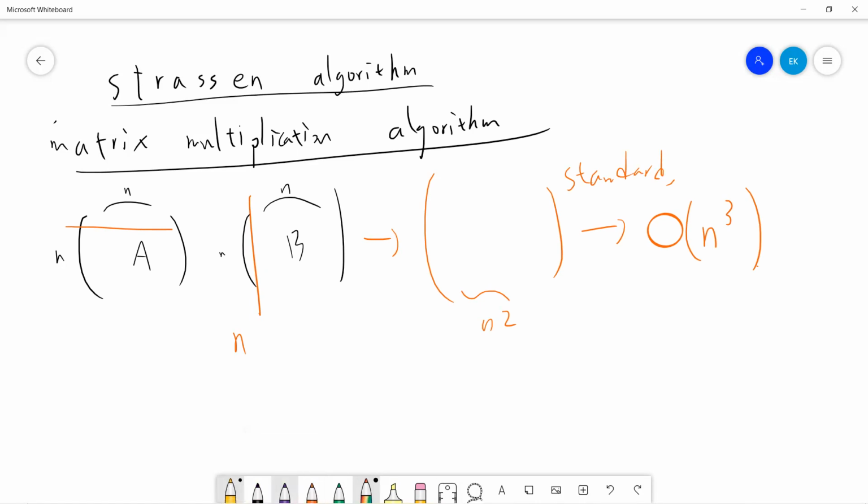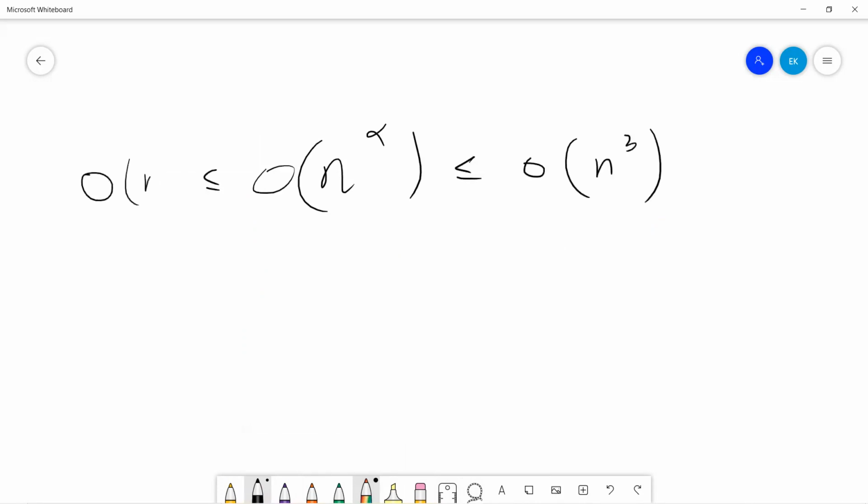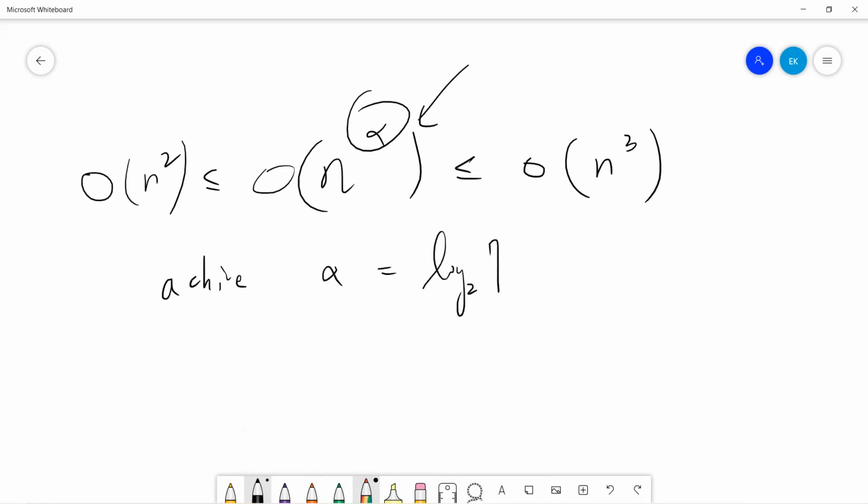There's also a lower bound. You have n squared numbers, so you need at least O(n^2). So the optimal matrix product exponent should fall into this region. The Strassen algorithm is something that achieves this: one can achieve alpha to be log base 2 of 7, which is 2.8 something.